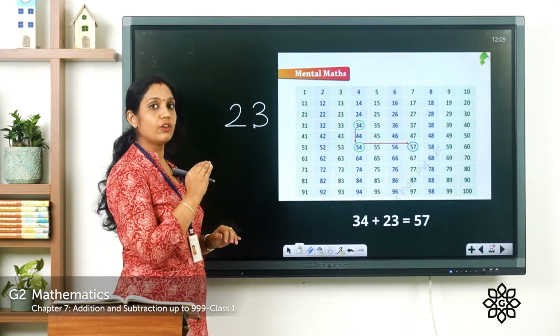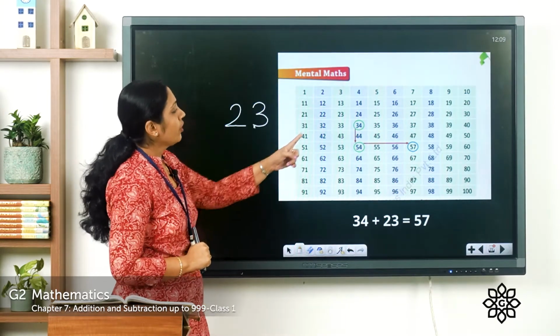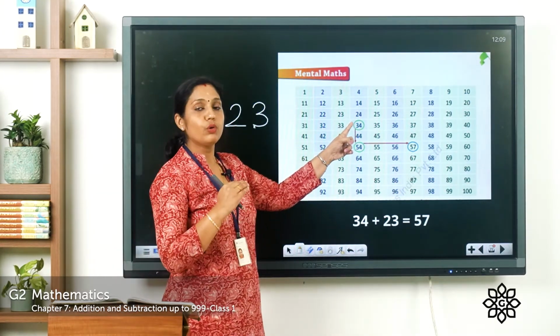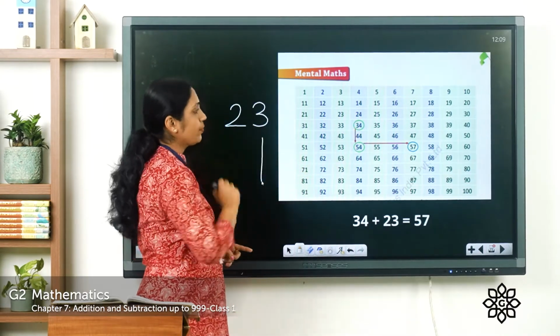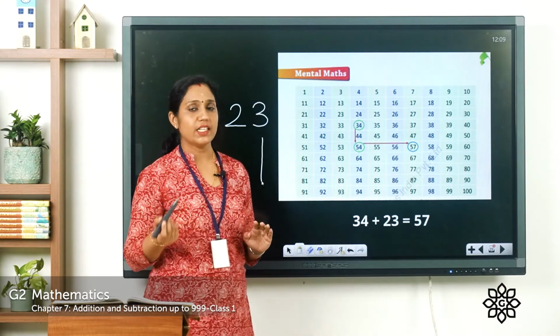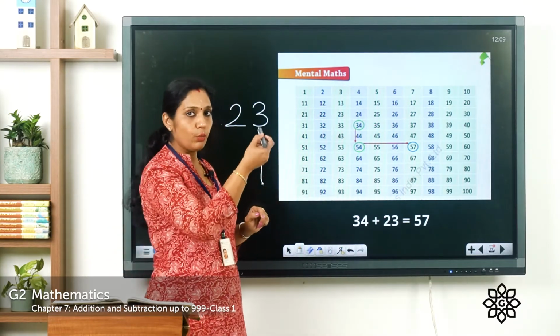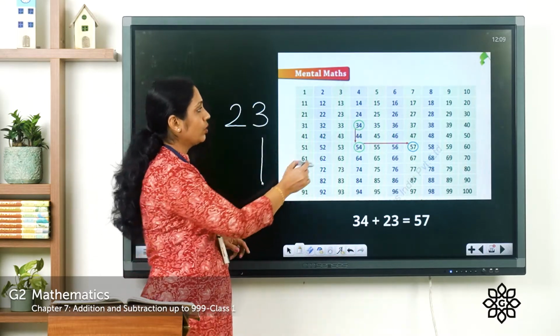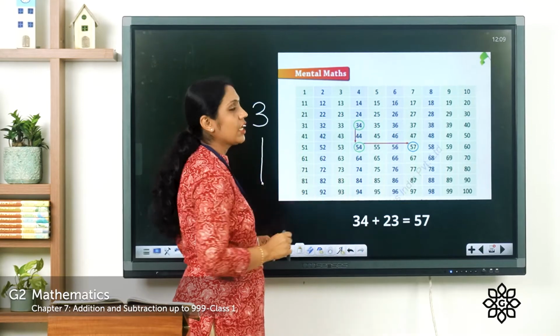So let's take the tens first. So it is 2 tens, right? So from 34, we have to move 2 tens vertically, that is downwards. So 2 tens makes 20. So 34 plus 20. So move 2 steps down, that is from 34, 1 step 44, 2 steps is 54.